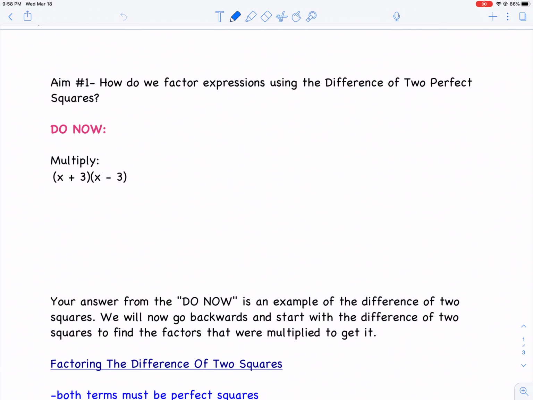Hi guys, I'm going to do the first lesson of our new topic, factoring. How do we factor expressions using the difference of two perfect squares? So try the do now first. Multiply the binomials x plus 3 times x minus 3.